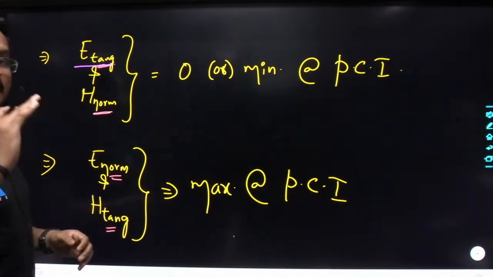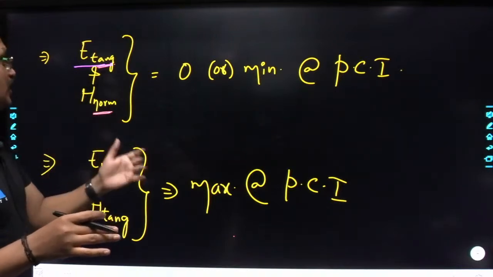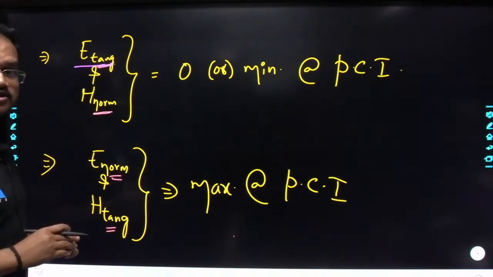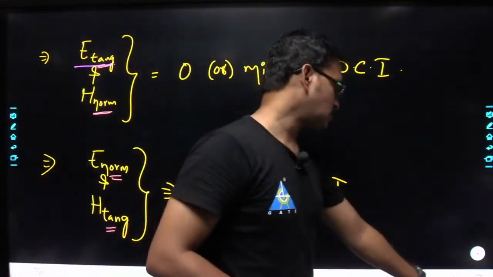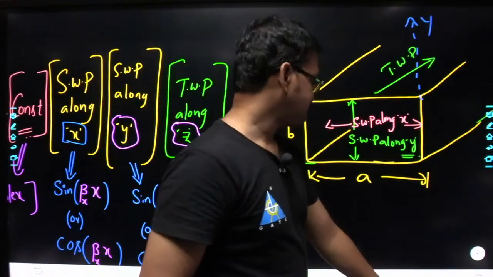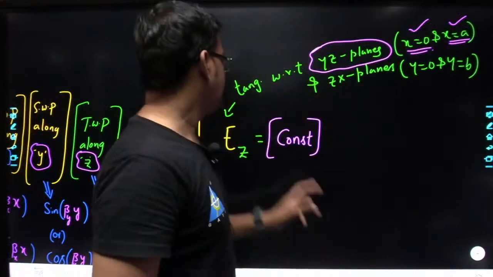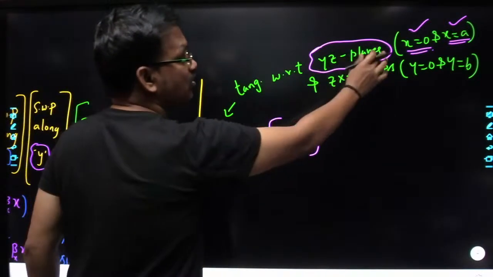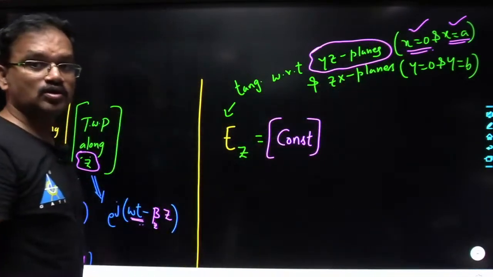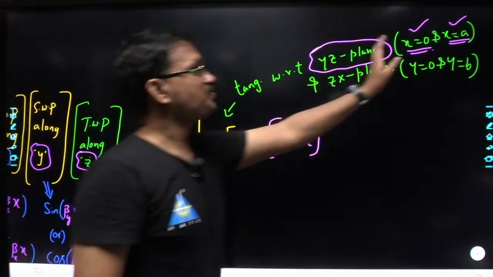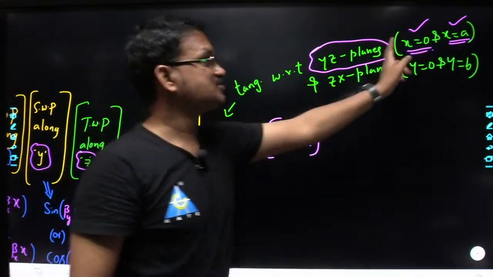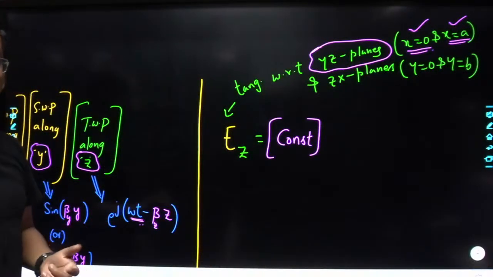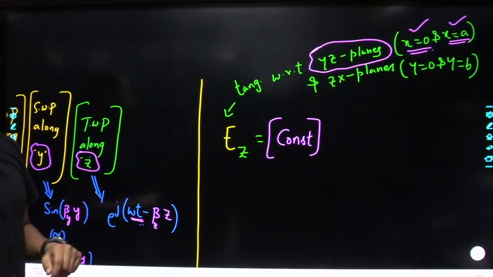So which means at x equal to 0 and x equal to a, the tangential component of electric field must be equivalent to 0. Yes or no? Now here this Ez is acting like a tangential component with respect to the x equal to 0 and x equal to a plates. So at these perfect conducting interfaces, this Ez component must be equal to 0.